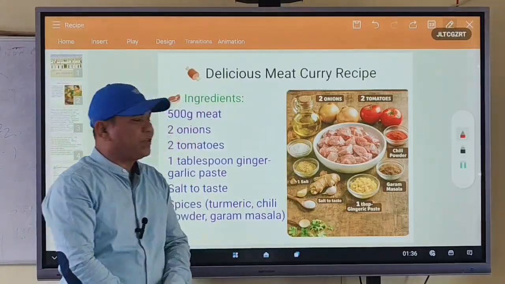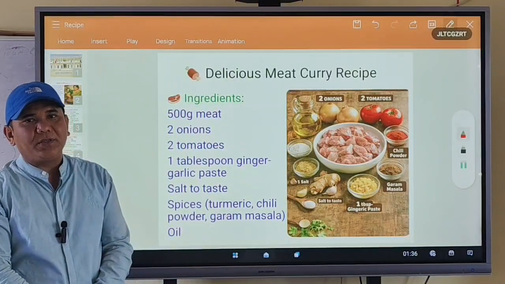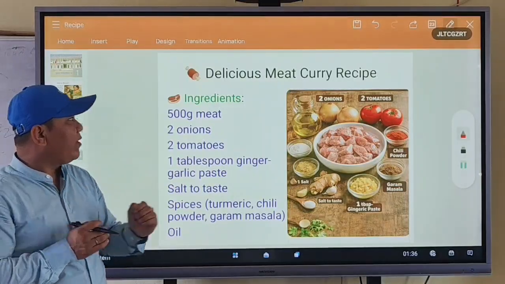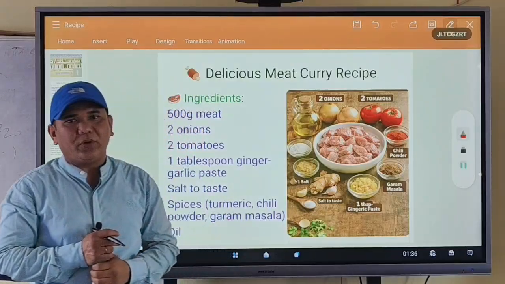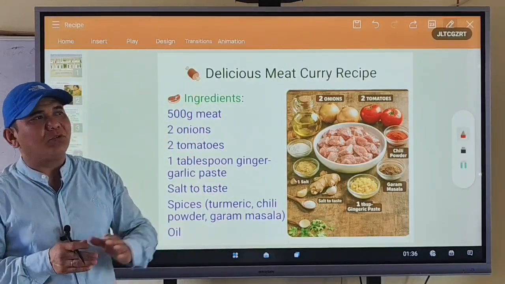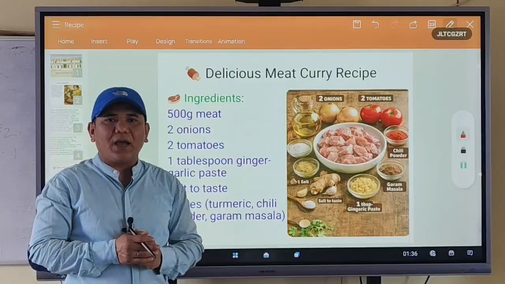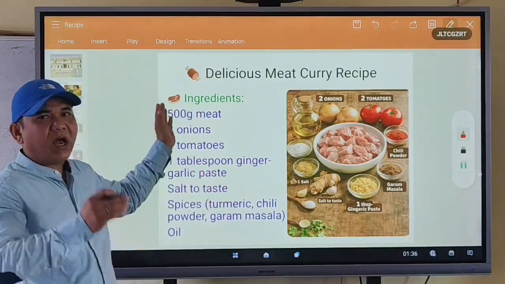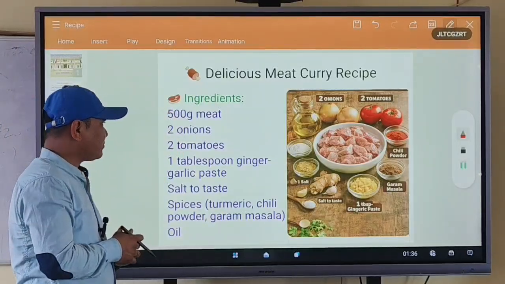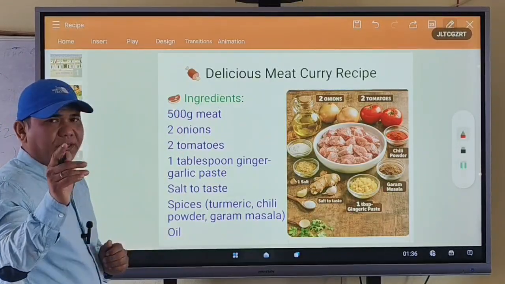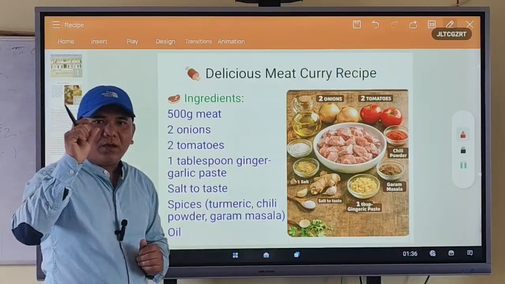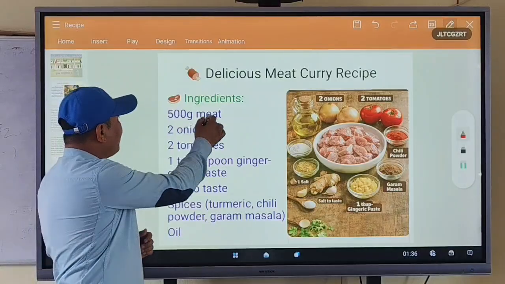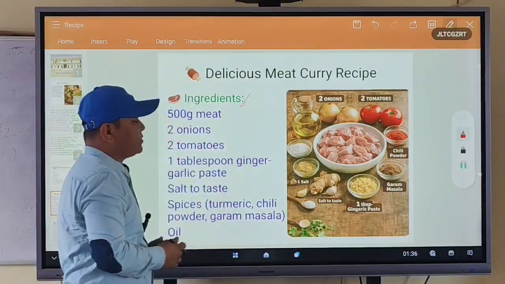Delicious meat curry recipe means I have written a recipe of meat curry. And I have applied all those word meanings and phrases in it. Let's see how I applied it. To write a proper recipe, first of all, you have to mention or write ingredients.